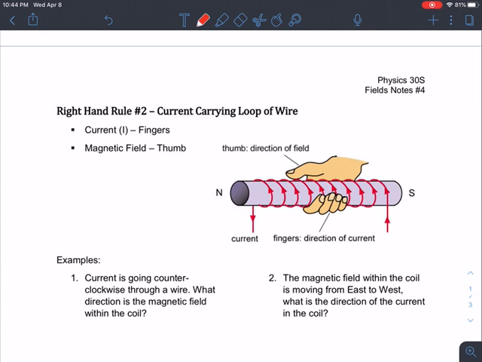Okay? And so once again, there's still just 2 things. There is the current and the magnetic field. I for current, B for magnetic field. But this time, notice the current is now your fingers and the magnetic field is your thumb. We're moving on to a second rule.